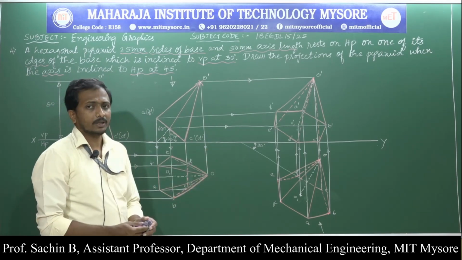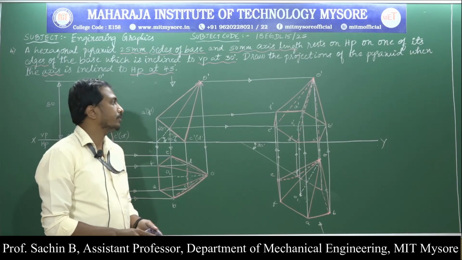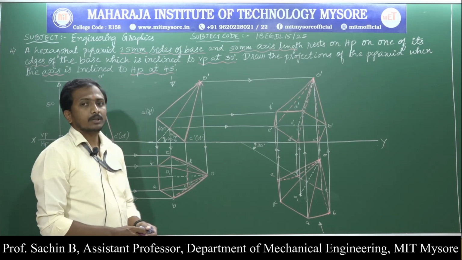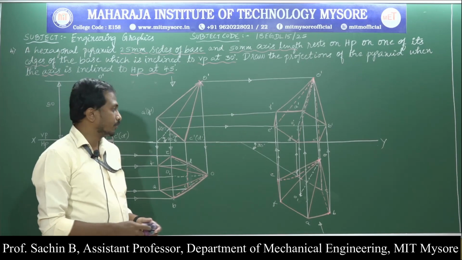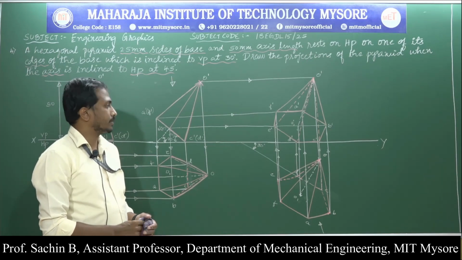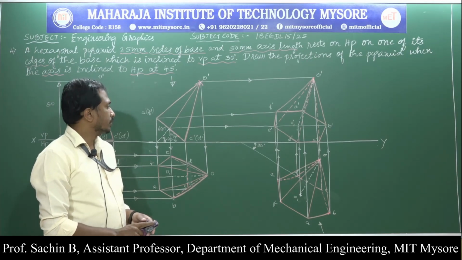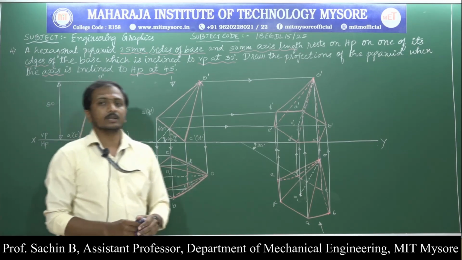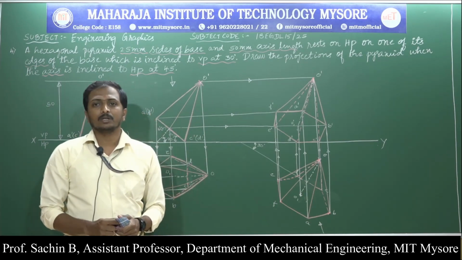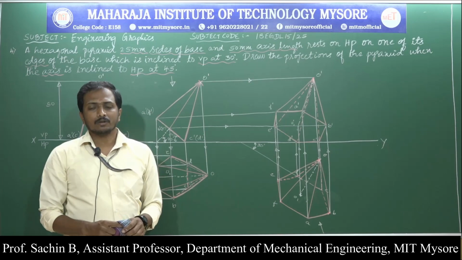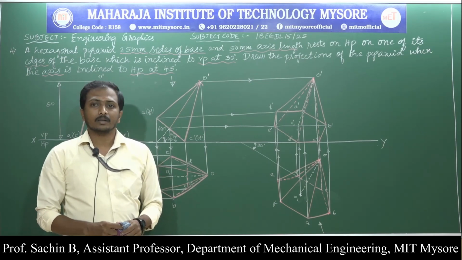Then we will go for joining to get the front view, the final view of the object in the front view. This is all regarding the hexagonal pyramid problems. In similar fashion, they are going to change the questions. They will ask for square pyramid and pentagonal pyramid.